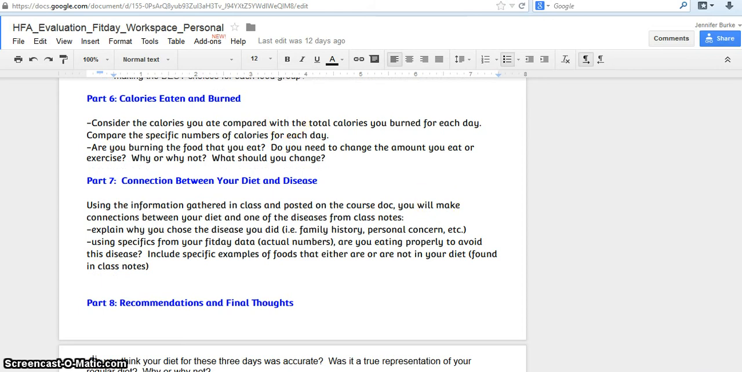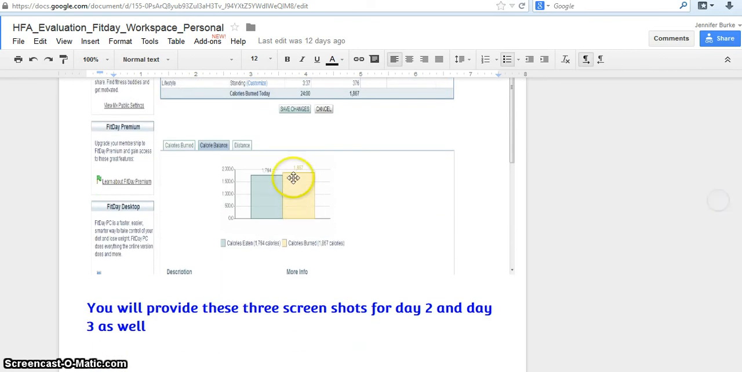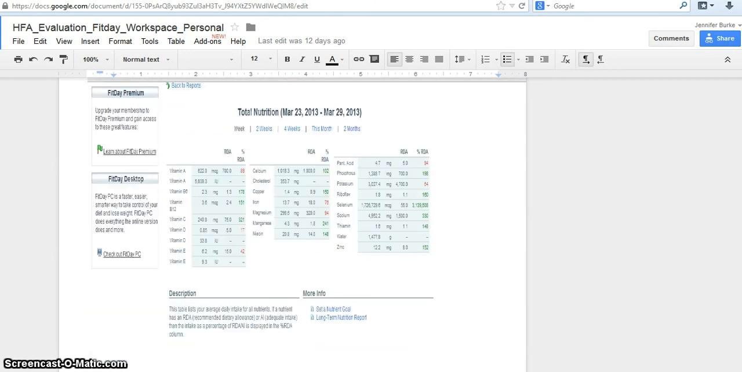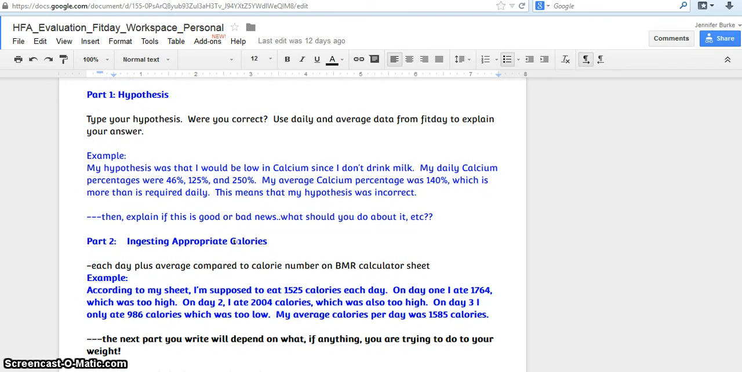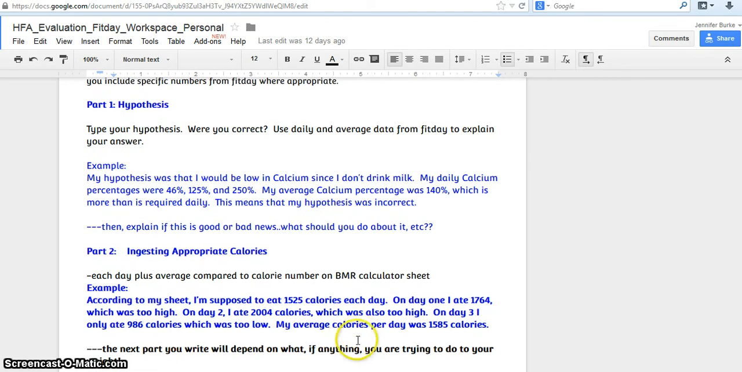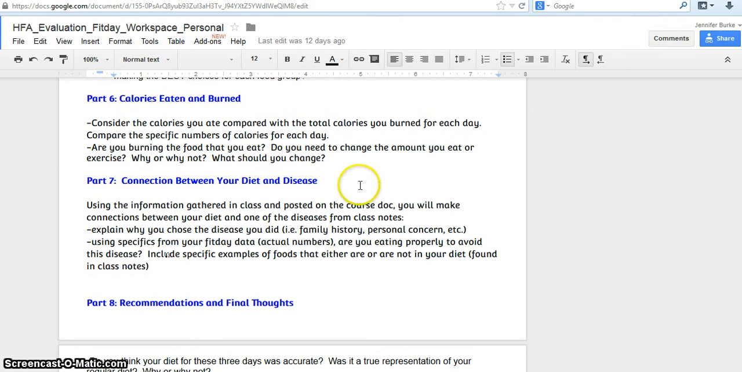Calories eaten and burned. For this one, we look at your 3rd screenshot for every day. This one here. Are you burning more than this person this day burned more than they ate? Is that the case for you? You will discuss every day. And then, just like the one for ingesting appropriate calories in part 2 here, you'll make a comment about what you're trying to do with your weight, if anything.